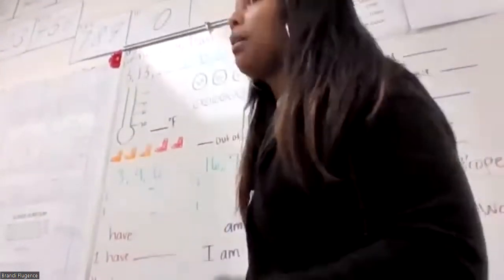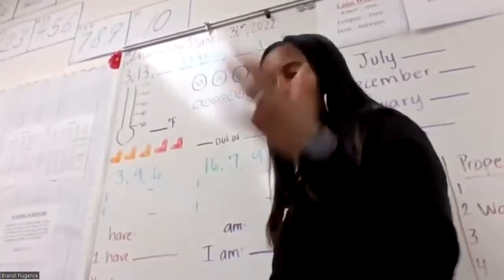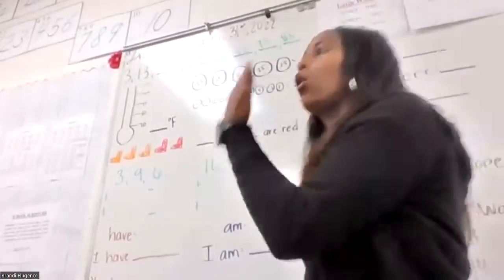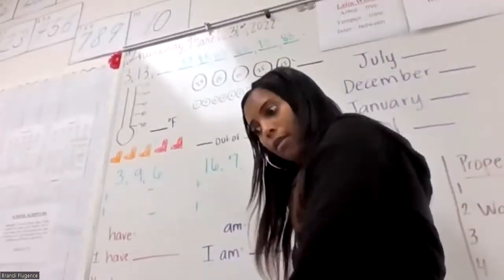Remember, we start with the single number, we go into the teens, and then from there we do the 20s, 30s, 40s. Remember, if you're counting by tens with that number, then that means all of your answers should have that number.